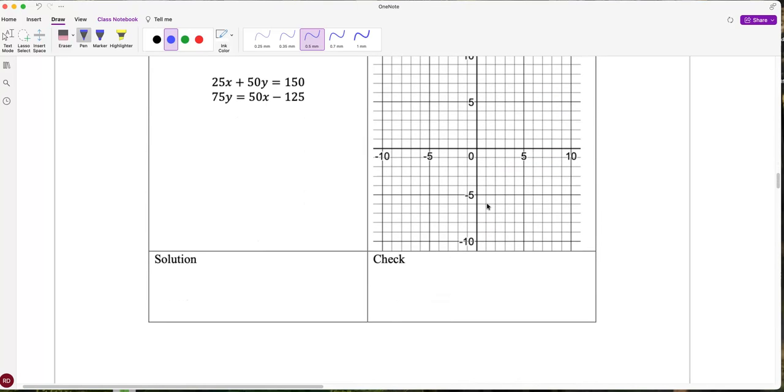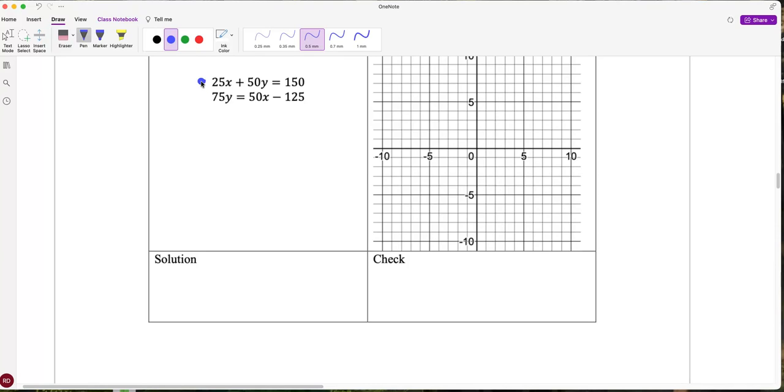Let's try this one. 25x plus 50y equals 150. 75y equals 50x minus 125. What I can do here, if I look at it, it looks like there's some redundancy in terms of factors, okay? So it looks like I could factor out a number, or I could just say, let's take this approach. This is in standard form, okay?